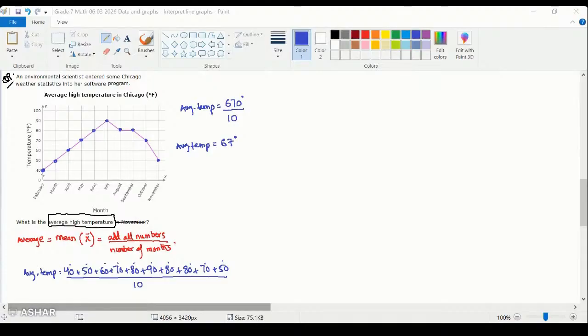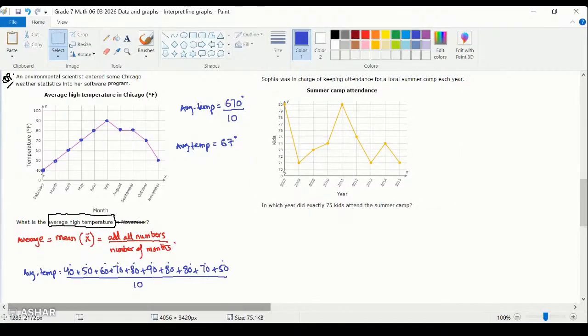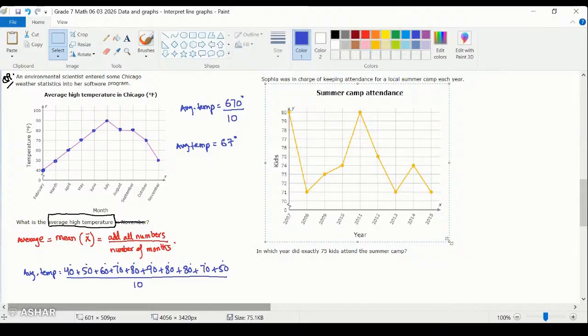The next question says, we have enough time, we can do a few more questions before we do the test. The next question says, because the test would be very simple, just picking up a value, okay? So they're talking about a summer camp and the number of students per summer camp are given to us.